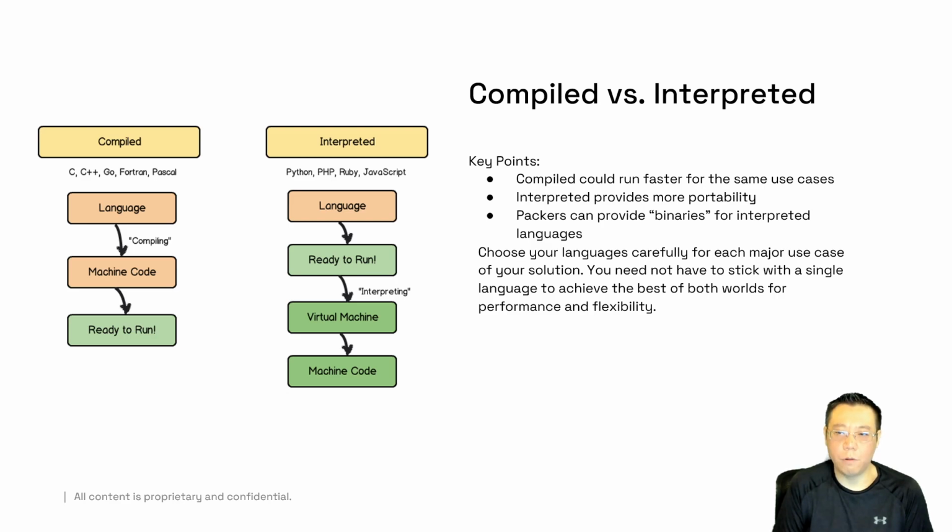Interpreted languages are better for portability purposes, so across operating systems, as long as you have the just-in-time virtual machine to actually interpret the code into machine code for you. Now, there are packers that can provide binaries and turn interpreted languages into a binary. So basically, it's just a binary launcher with a single package in there, and then you can unpack it, and there's a built-in portable interpreter without installation. Choose your languages carefully based on your use cases.